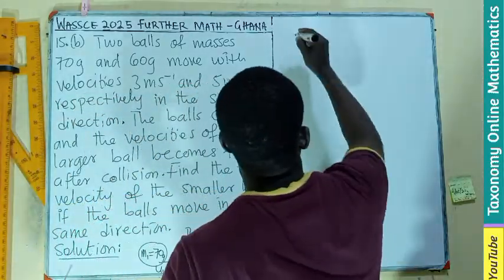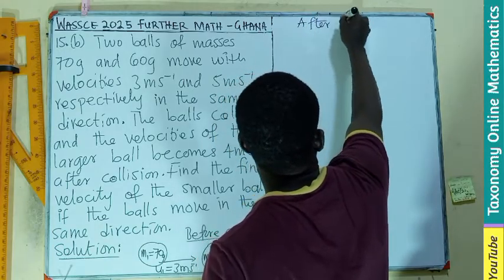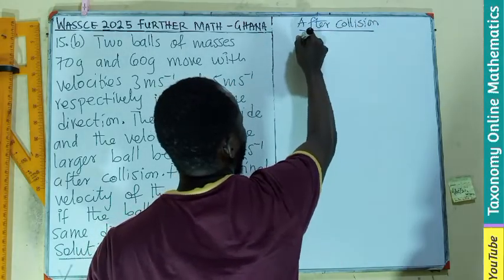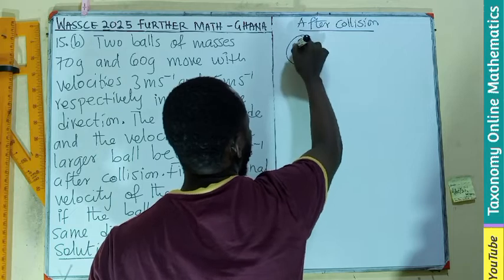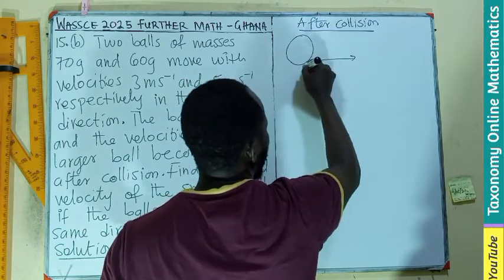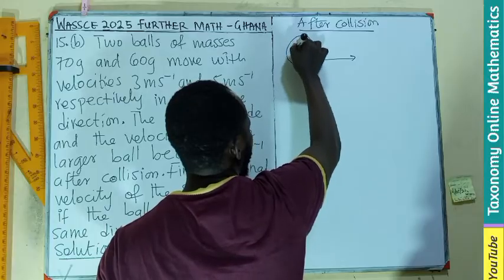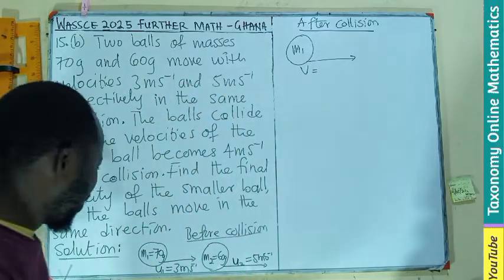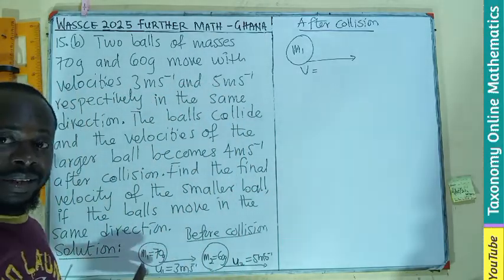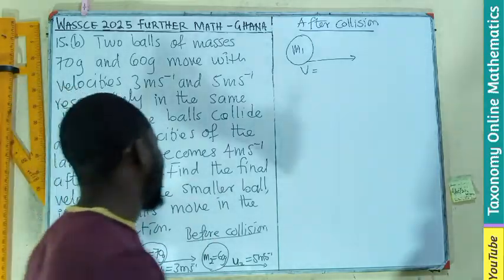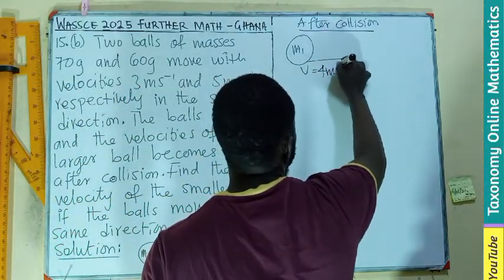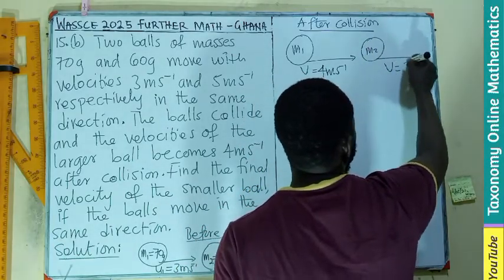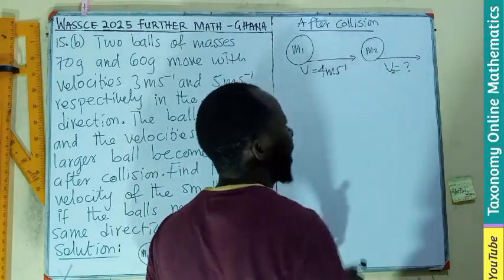So let's see after. We are going to have this body still remain, the mass of this is still m1. Now you have final velocity. Which of the two bodies is going to be larger? 70 and 60. This is going to be larger than the 60. So this becomes the final velocity of 4 meters per second. Then the second mass will now move with a velocity we are yet to find. So this is going to be the second one.